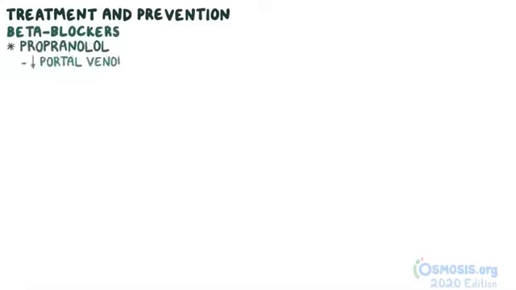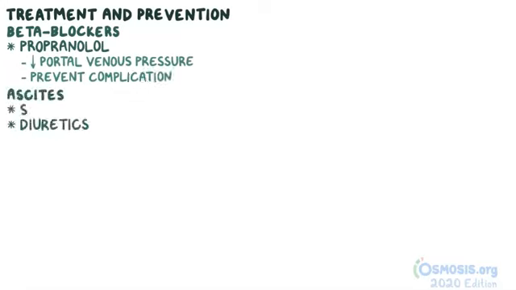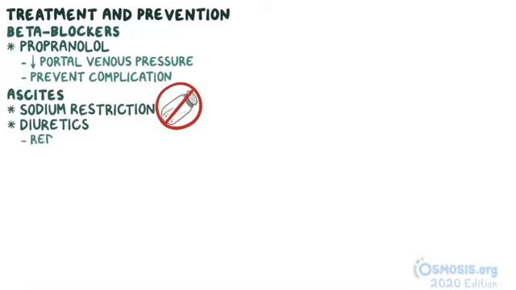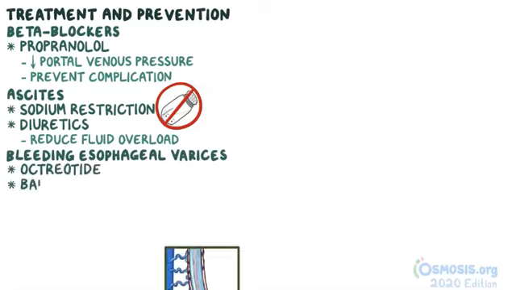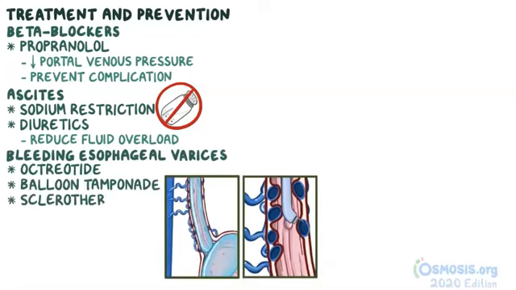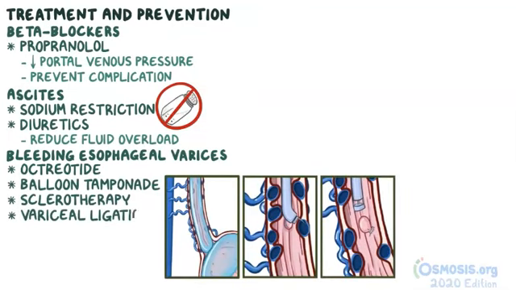Treatment is centered on preventing and treating complications. Beta blockers like propranolol can decrease portal venous pressure and prevent complications. For ascites, diuretics and sodium restriction are indicated to reduce the fluid overload. If esophageal varices bleed, a medication called octreotide and procedures like balloon tamponade, sclerotherapy, and variceal ligation can be used to prevent bleeding from happening again.